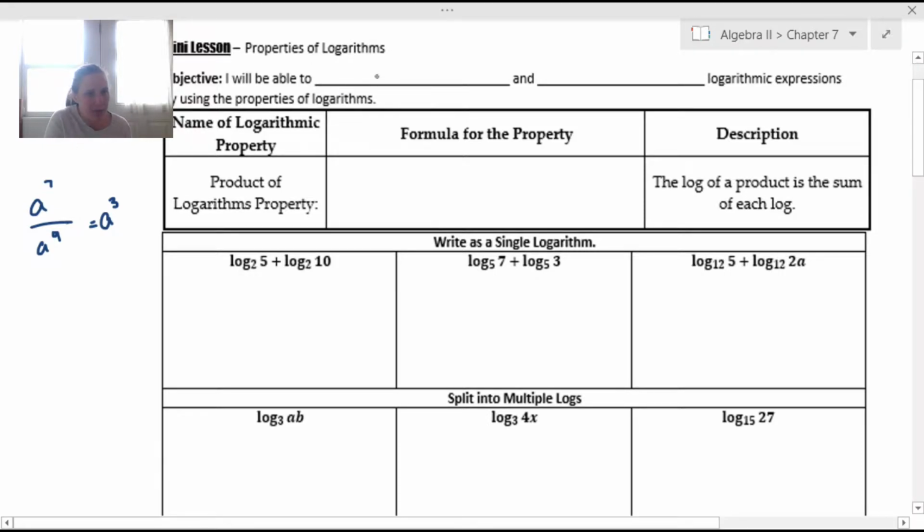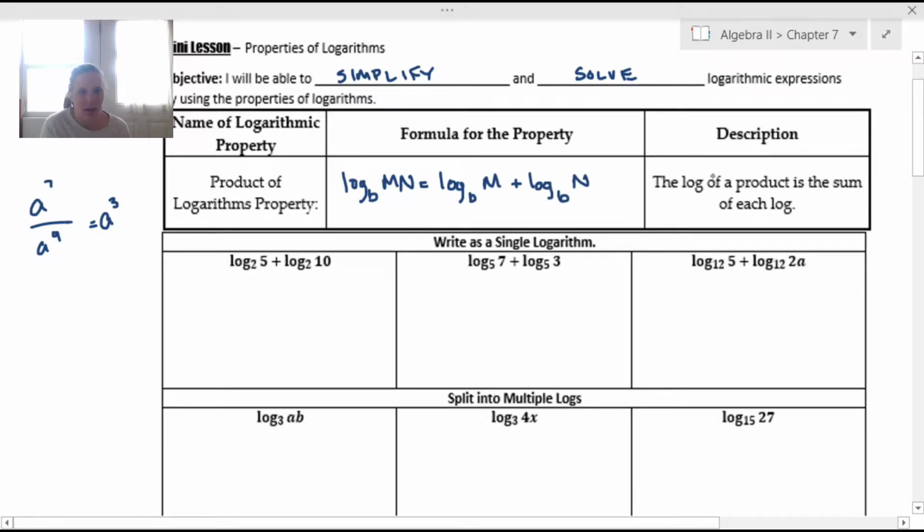So I will be able to simplify and solve logarithmic expressions using the properties of logarithms. So first, the first property is called the product of logarithms property. So log base b of mn is going to be equal to, we can spread it out by adding them. So log base b of m plus the log base b of n.